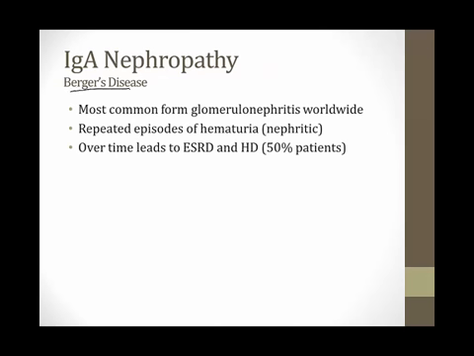Our next cause of the nephritic syndrome is IgA nephropathy, which is also called Berger's disease. This is the most common form of glomerulonephritis worldwide. It typically presents with repeated episodes of hematuria due to the nephritic syndrome, and over time it leads to end-stage renal disease and hemodialysis in about half of patients.